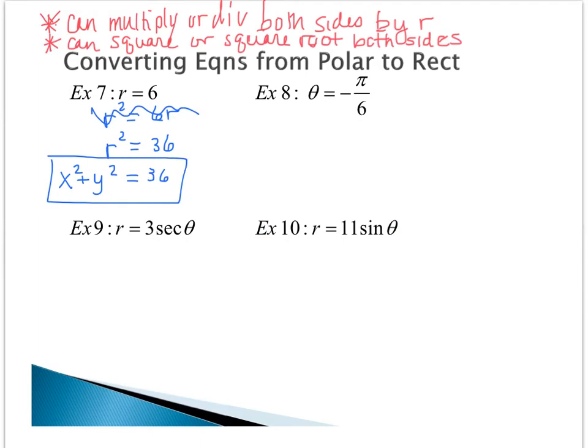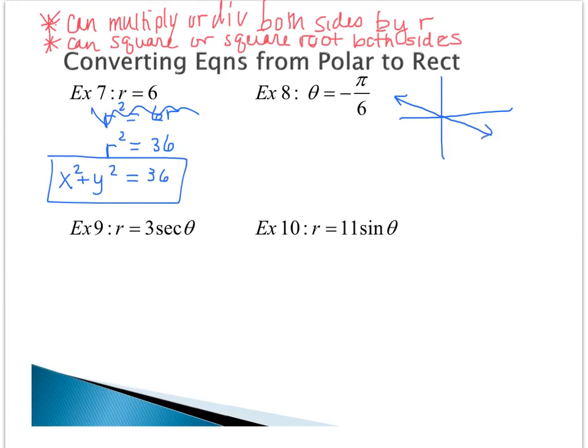For number 8, in this problem what we're looking at is the fact that we just have an angle, and the angle is equal to negative pi over 6. This is going to give us the equation of a line, and it's going to be the equation of the line that actually goes through the angle of negative pi over 6. And negative pi over 6 is right there, therefore this is the equation of the line that we are talking about.